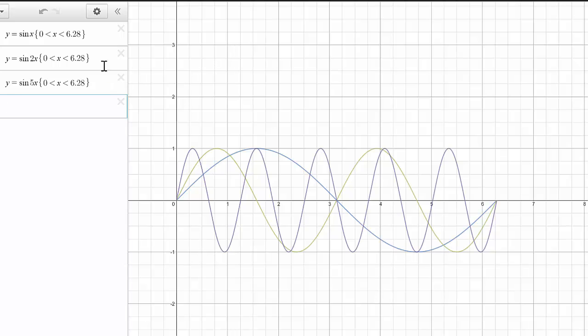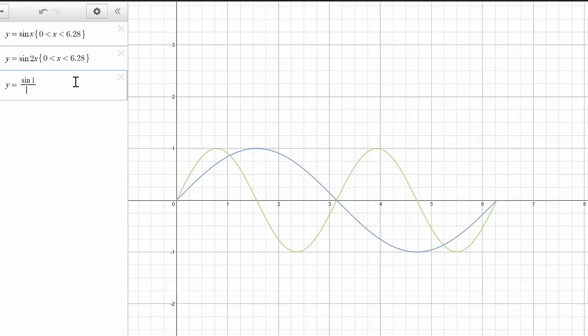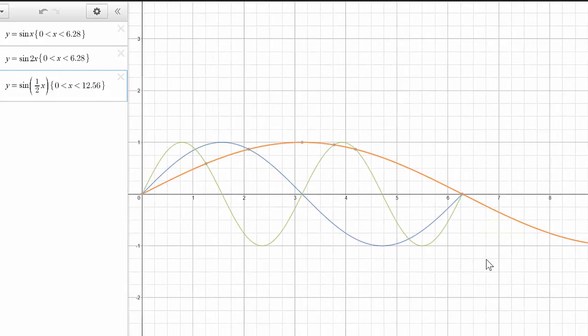So again, it looks a little messy. Let's just look at one there. There's the purple one. There's the green one. And here's the one with a half. So notice it gets stretched out in orange. The period is twice as big. We could change the domain to 12.56, which is 4 pi. It's going to go a little bit further then.